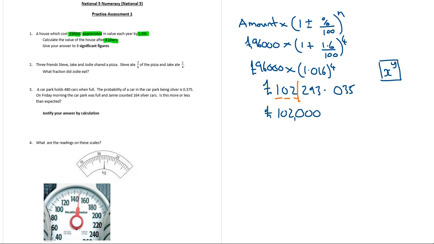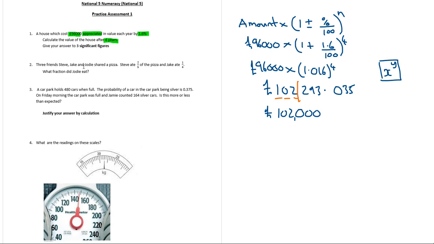But remember this equation, 1 plus or minus the percentage over 100 to the power of n. And all this is doing, this bit in the bracket, is giving us our decimal multiplier, which we then do to the power of, because we've got a compound interest. Every year we're increasing by 1.6.